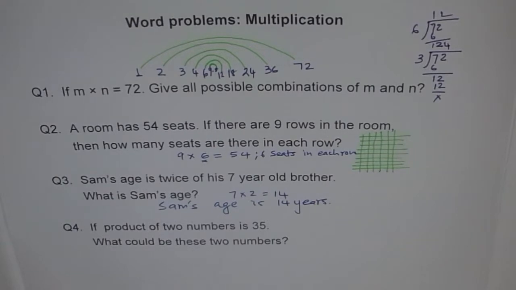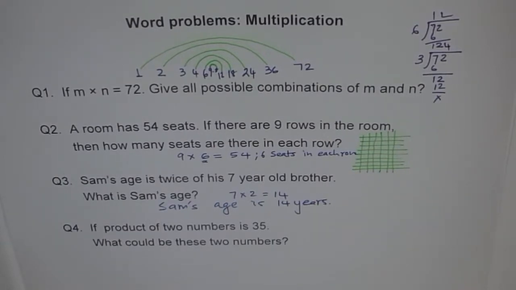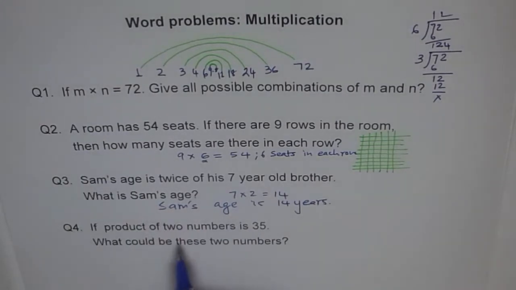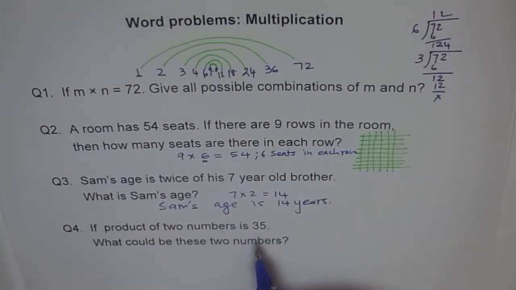Correct? Next question. A product of 2 numbers is 35. What could be these 2 numbers? What will you do? I think you will revert back to question number 1 and follow the same process as we did. Product means what? M times n. Product of 2 numbers. So let the numbers be m and n. So m times n is 35. So what are the 2 numbers?